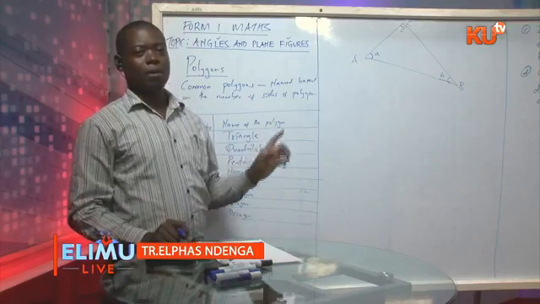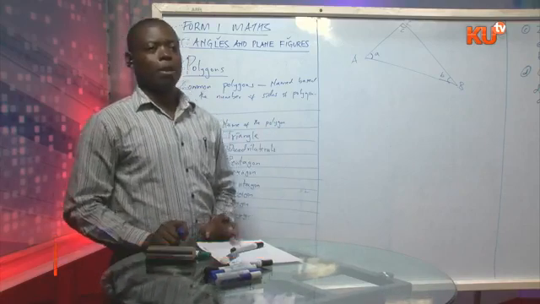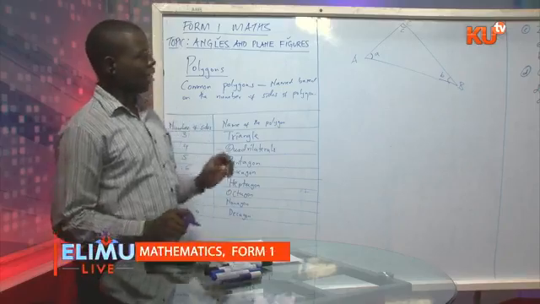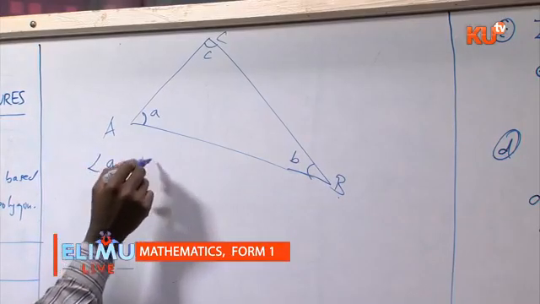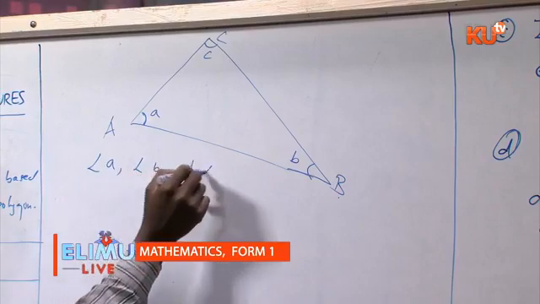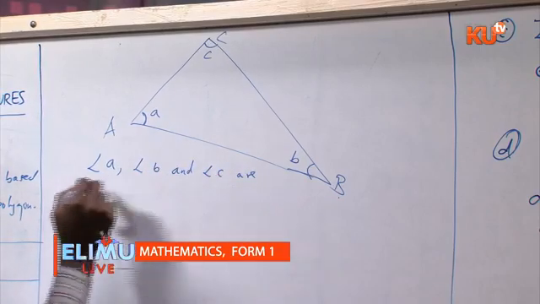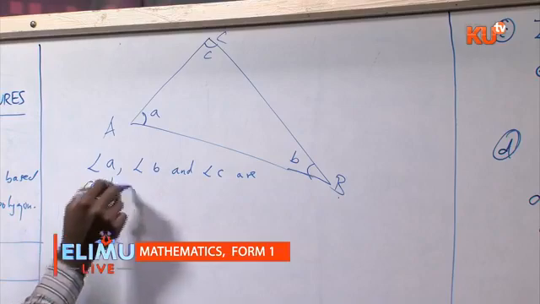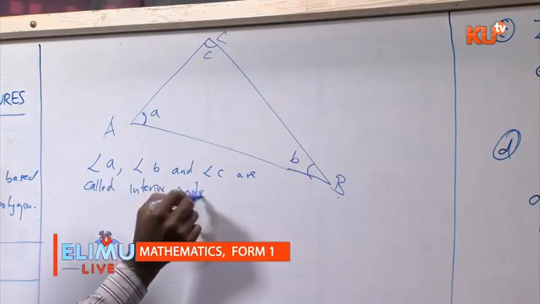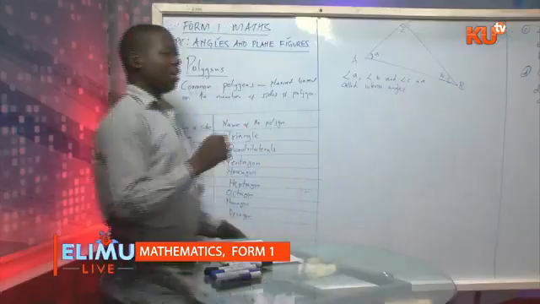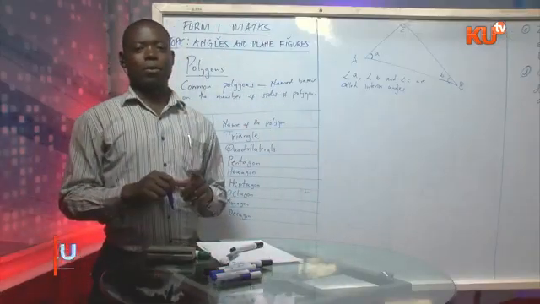They are inside the polygon. We refer to them as interior angles. Angle A, angle B, and angle C are called interior angles. They're called interior angles, and the reason is that they're within the polygon.